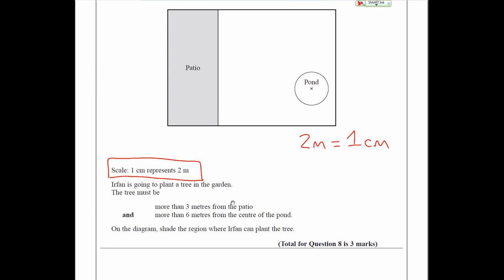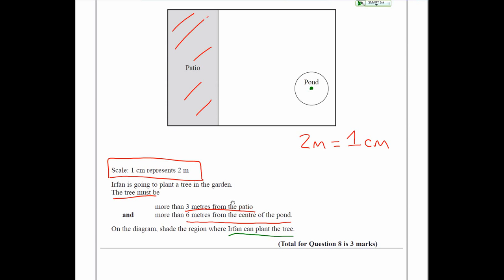If Anne is going to plant a tree in the garden, the tree must be more than 3 meters from a patio, and here's the patio, and more than 6 meters from the center of a pond. Here is the center of a pond. On the diagram, shade the region where Irfan can plant the tree.